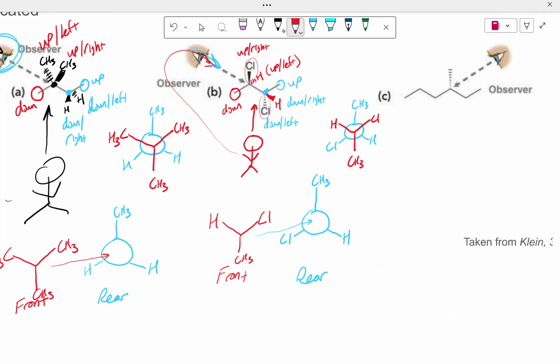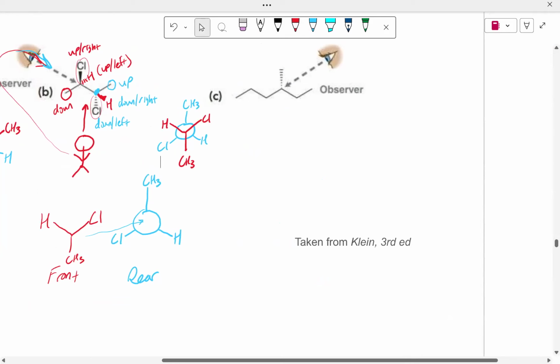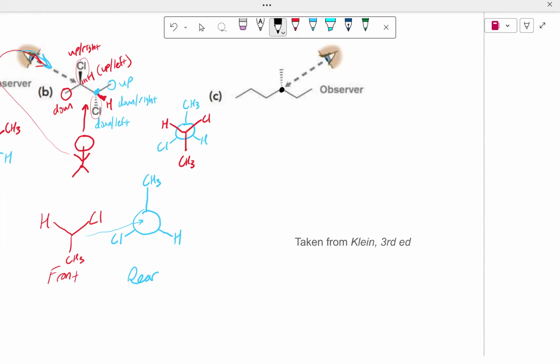Now, where this gets a little tricky is what if you observe from the other direction? So we're observing this carbon right here. And then I'm going to draw in, so if this CH3 right here has a dashed wedge, I'm going to draw the hydrogen here with a solid. I'm going to do that over here with this one. Hydrogen and hydrogen.